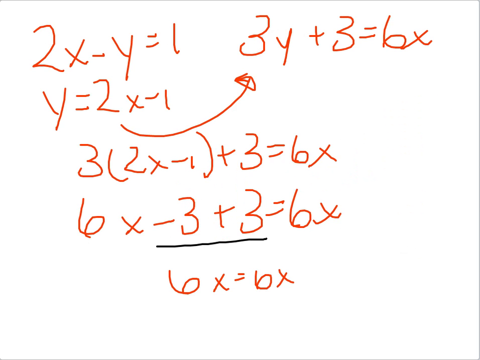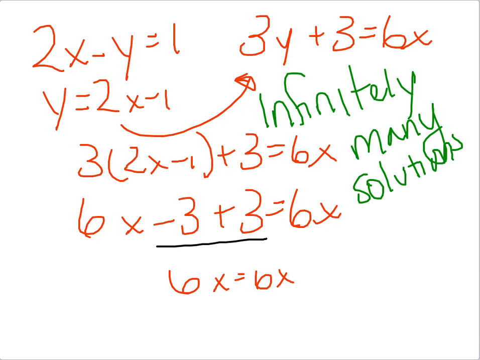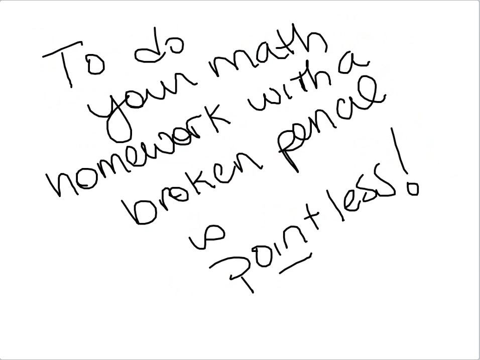So similar to the last problem, I went ahead and solved these and showed you, and we end up with 6x equals 6x. Well, that does make sense, and that means that there are infinitely many solutions. So infinitely many solutions for this problem. So again, we still have 1, 0, or a bunch.